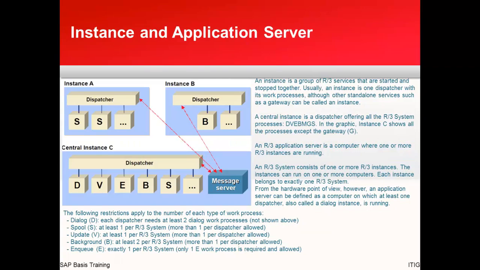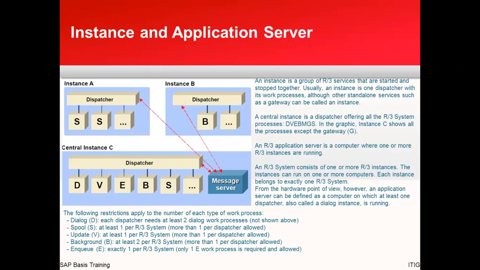Now here you can see there is an instance 1, there is an instance 2, and there is a message server. You can see different types of work process: D for dialog, V for update. In V there are actually two types, V1 and V2. Then we have E for enqueue, B for batch, S for spool. Here you can see there are multiple numbers of these work processes.